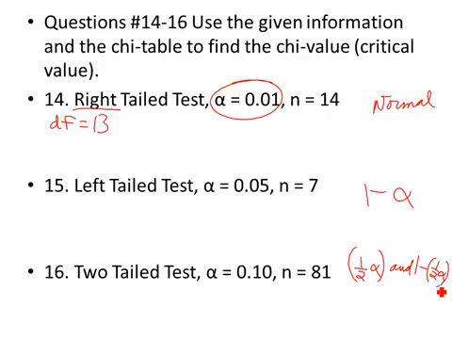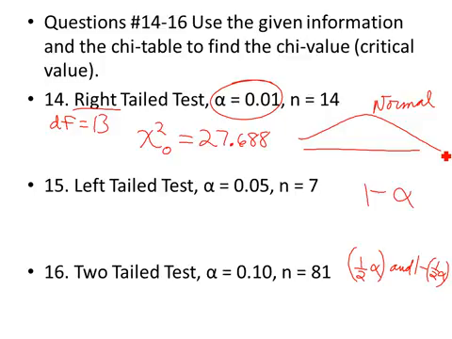What do you come up with for this one? 27.688. So if we were right-tailed, it would look like this. That's a terrible drawing. Remember, for your chi-squared, your drawing should be more like this. It's got a swoop on that side of it. So that should be more like what your drawing should look like.